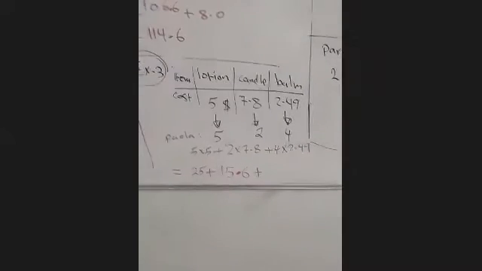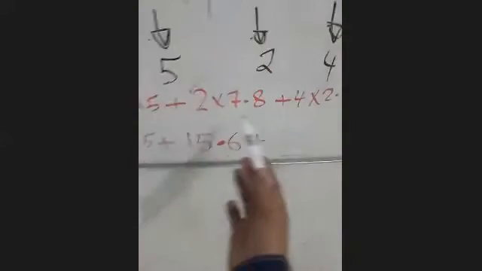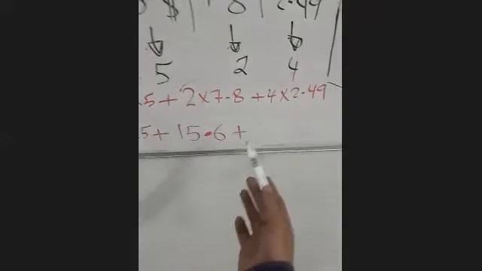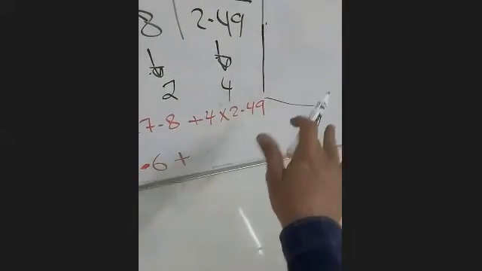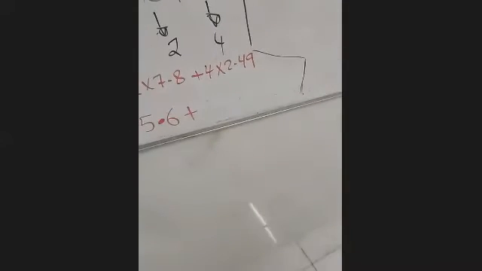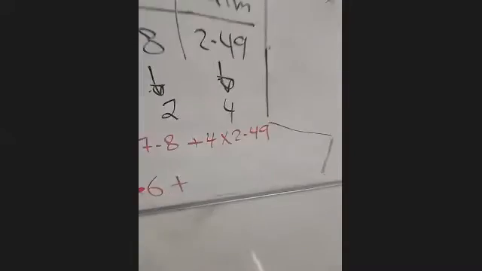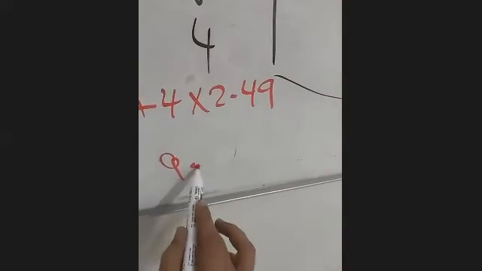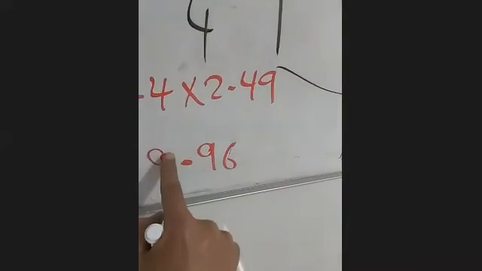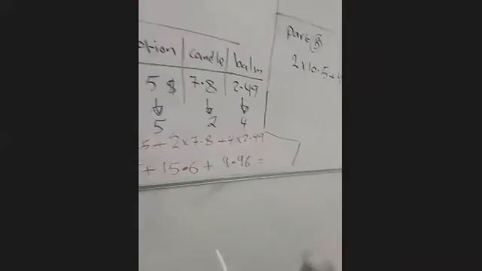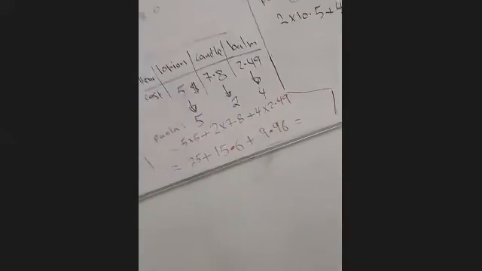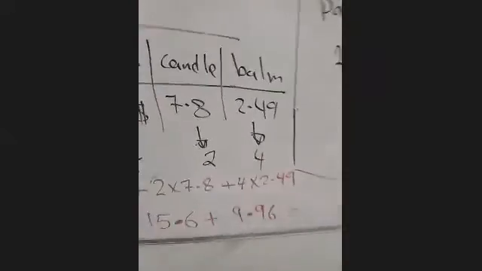2 by 7.8, guys, is 15.6, and 4 by 2.49, you take it outside, multiply, put your decimal, and put your answer here. The answer will be 9.96. Now we'll add these numbers, guys. We'll put them over each other, align them. Don't forget the decimal here. The final answer will be $50.56.